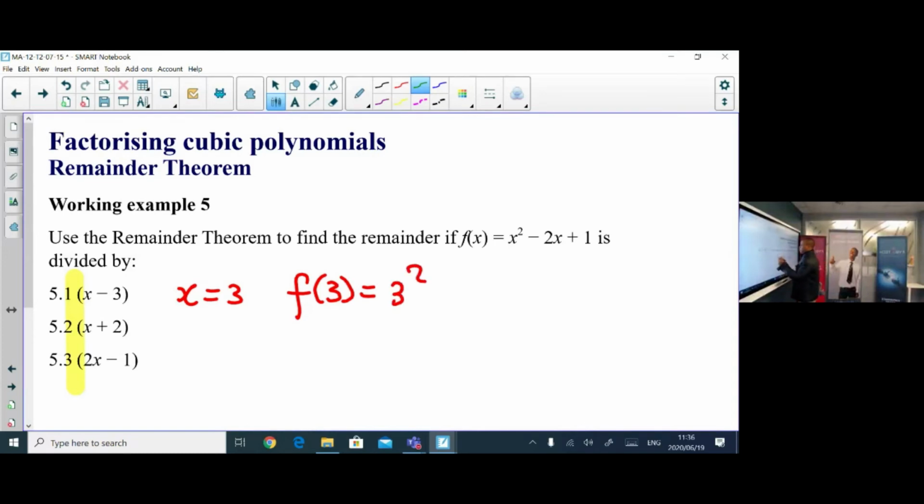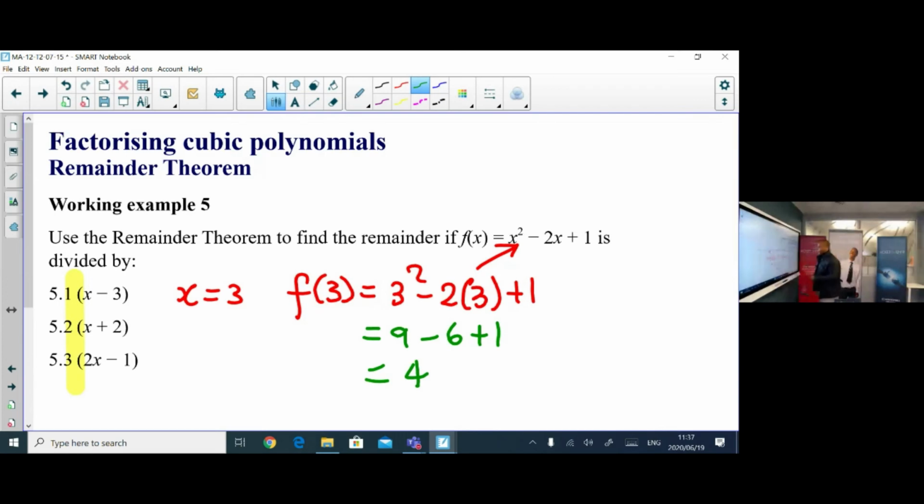And then that will give us 3 squared minus 2 times 3. So we are replacing every x in this expression. And what do we get? We get 9 minus 6 plus 1, which is equal to 4. Okay. So 4 is the remainder if that expression is divided by that. So you see how simple it is.